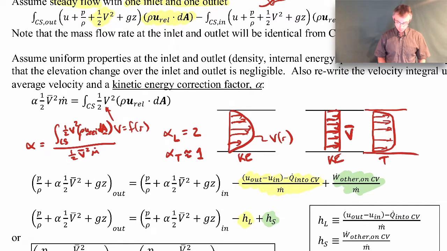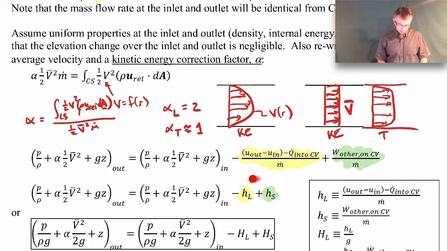So if we put energy in via work, like shaft work, then this term will be positive. If we extract energy via a turbine, for example, then this H_S term would be negative, because this is the work being done on the control volume. So if you have a turbine, you're taking work out of the control volume. So that's called the shaft head term.